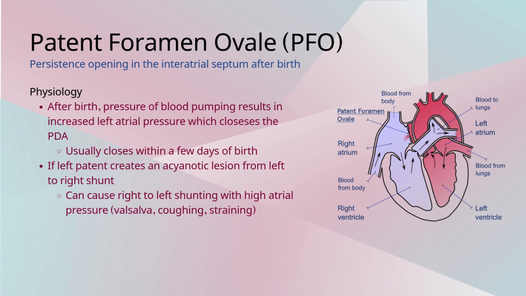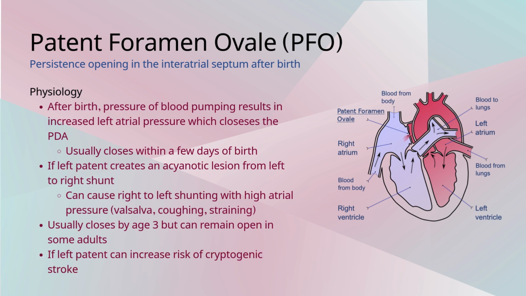So, for example, Valsalva, coughing, straining, etc. But these situations are usually going to be transient and short lived. So, for the most part, these don't cause an issue. Even for those with a PFO, they will usually close by age 3. For PFOs that persist into adulthood, this does pose a risk for cryptogenic stroke, just like with an ASD.